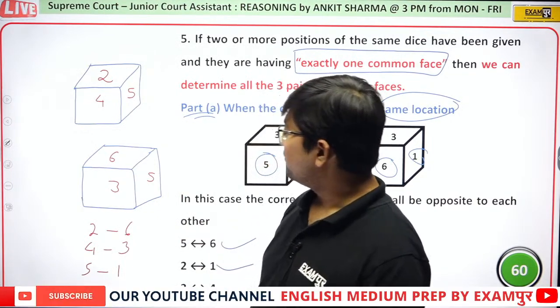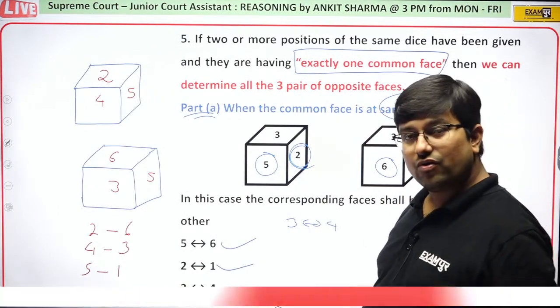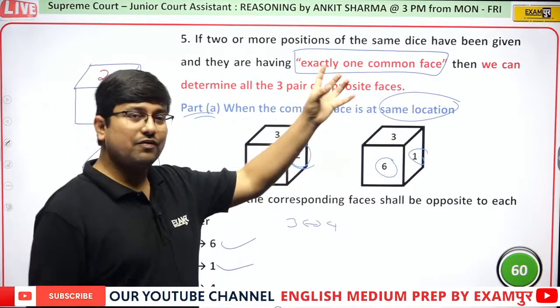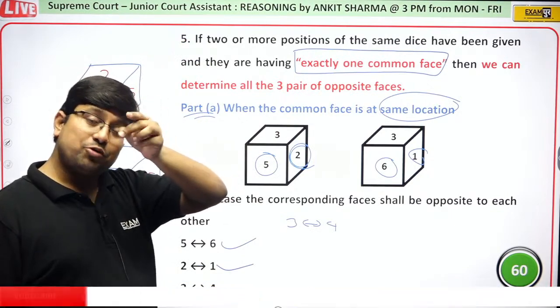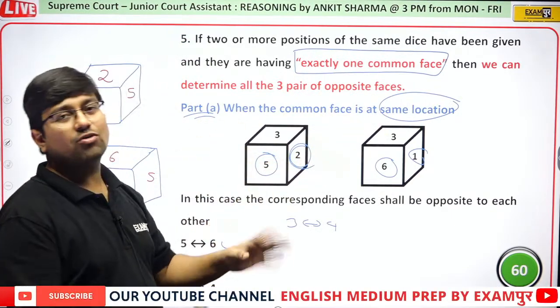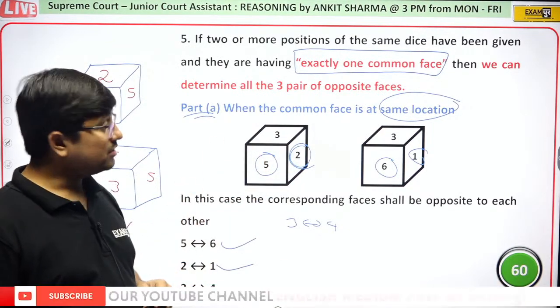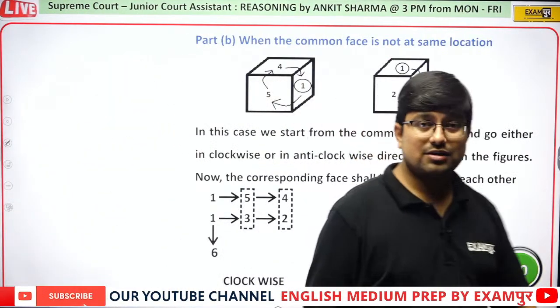Okay, everybody? Fine, everyone? Yes or no? So if two or more positions of the same dice are given and they have exactly one common face, then we can determine all the pairs of opposite faces. But now two parts. Part A, when the common face is at the same location, then without any use of pen and paper, we can solve this. Corresponding faces are opposite.